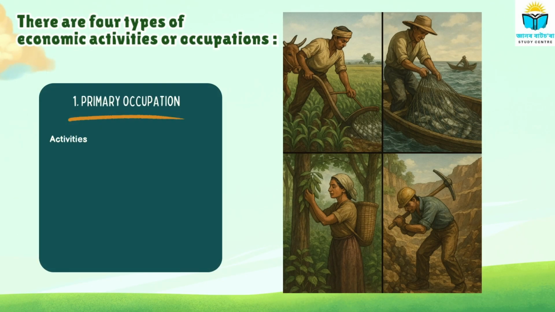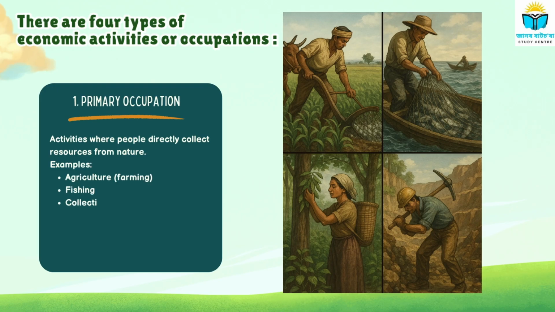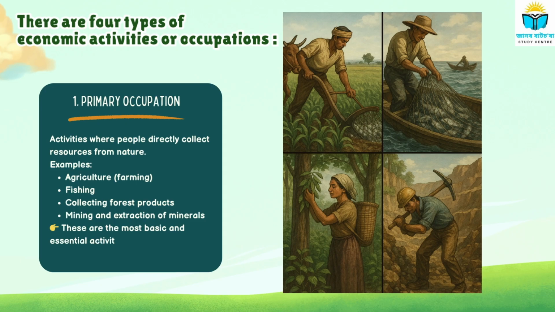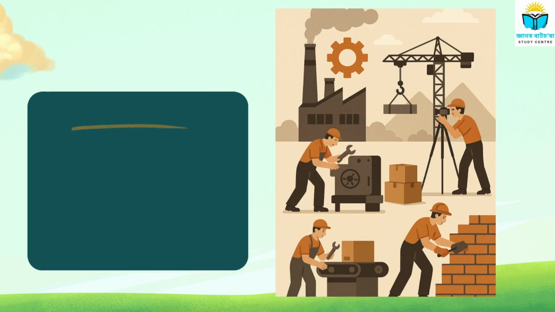There are four types of economic activities or occupations, and the first one is called primary occupation. These are activities where people directly collect resources from nature. Some common examples include agriculture or farming, fishing, collecting forest products, mining and extraction of minerals. These are the most basic and essential types of work, and they mainly depend on natural resources for survival and livelihood.